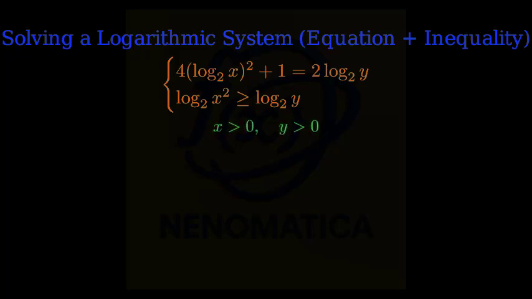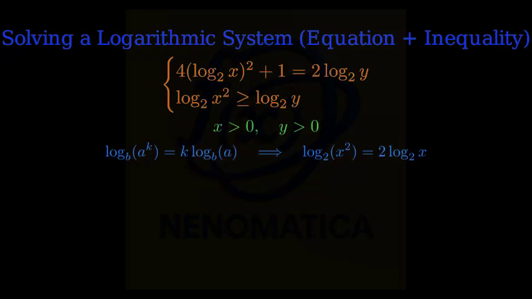Because we have logarithms, we must have x greater than 0 and y greater than 0. We will also use the power rule of logarithms. Log base b of a to the k equals k times log base b of a. This tells us that log base 2 of x squared equals 2 times log base 2 of x.